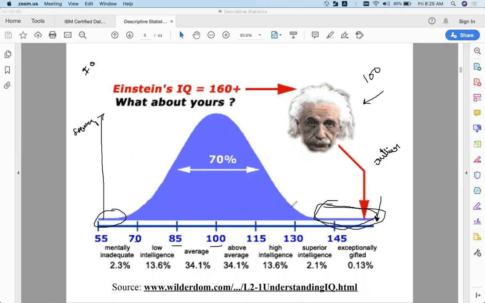Let's say my IQ is, let's say, I'm thinking I'm very smart. So let's say my IQ is 120. So I'm somewhere here. I'm here, money. Will I be called an outlier? No. Why is that? Because it is in the range. He's in the range.